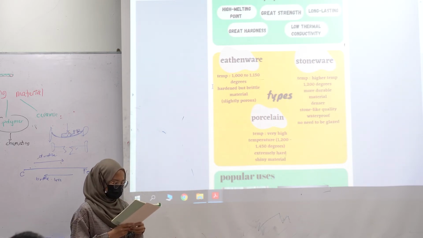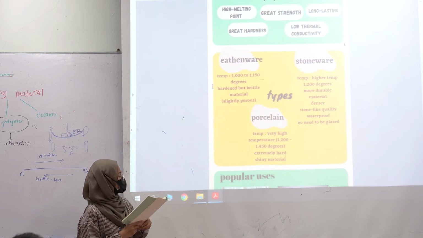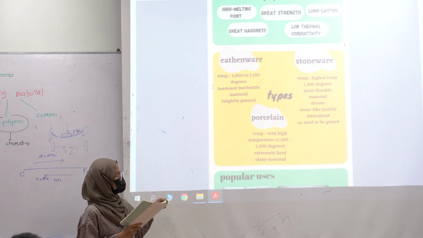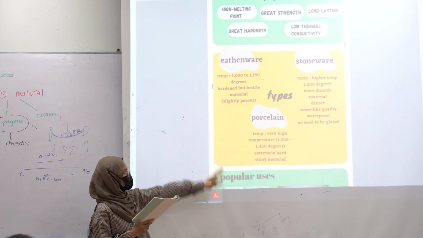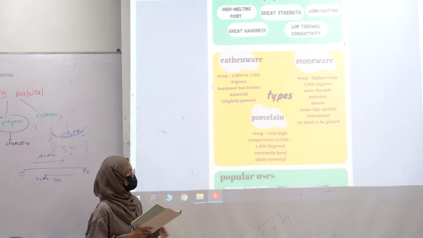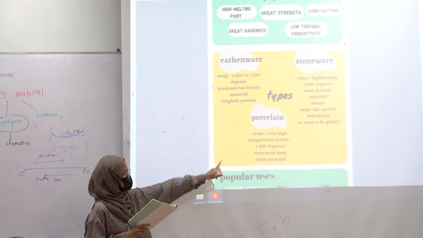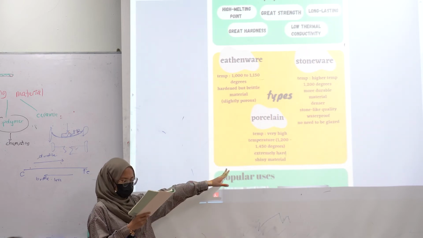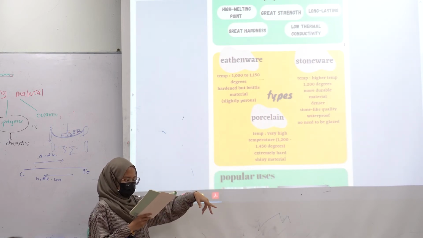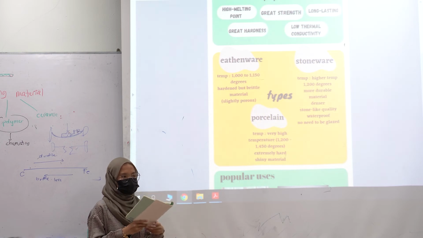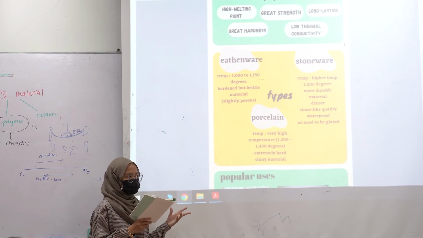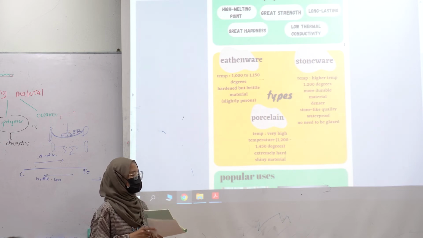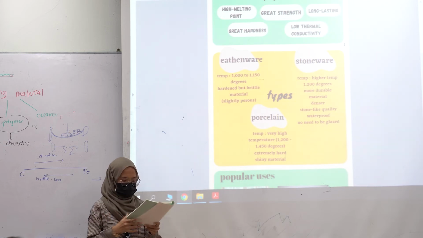So next, the stoneware. The temperature of stoneware is higher than earthenware, and it's a more durable material. It has a stone-like quality and is also waterproof. For stoneware, it's more durable, and it's more versatile. So it can be used for a lot of things, and it's also suitable for kitchen equipment.